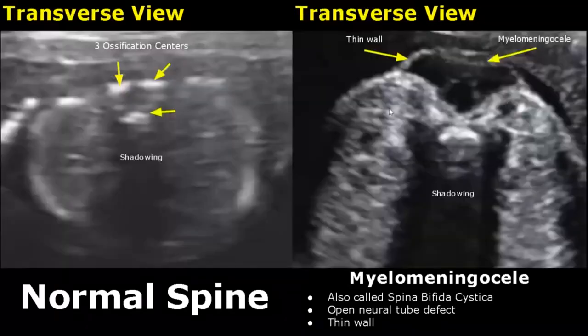Here we see a myelomeningocele in a transverse view. There is protrusion of meninges and spinal cord here, and it is covered by a thin wall.